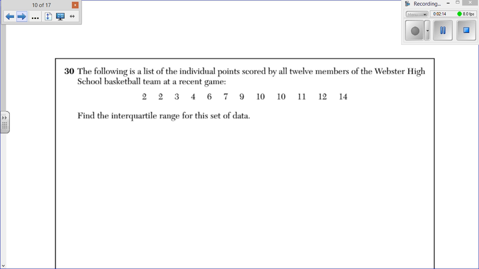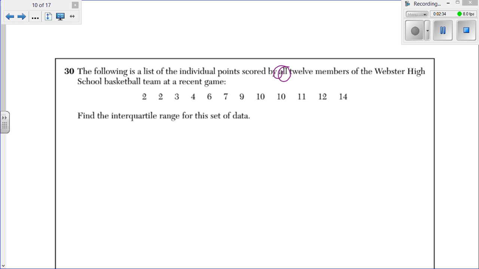30. The following is a list of individual points scored by all 12 members of the Webster High School basketball team in a recent game. Okay, all. So we know that's using everybody. It's all the data. Find the interquartile range for the set of data.